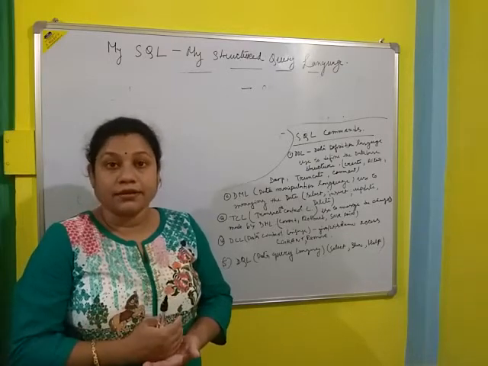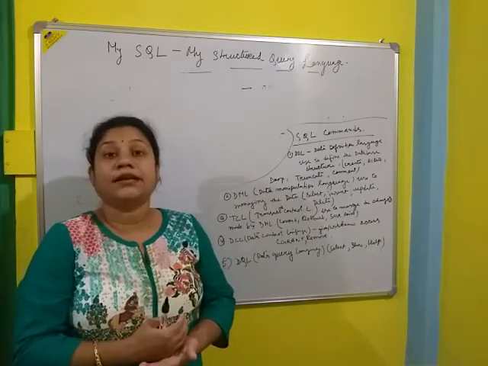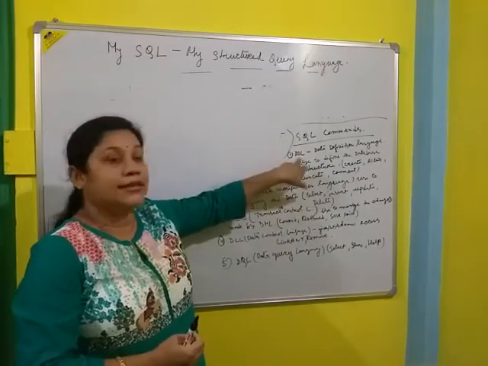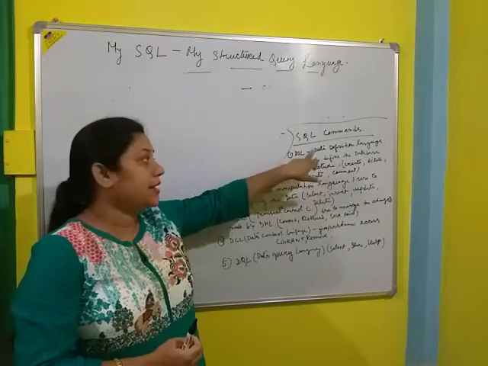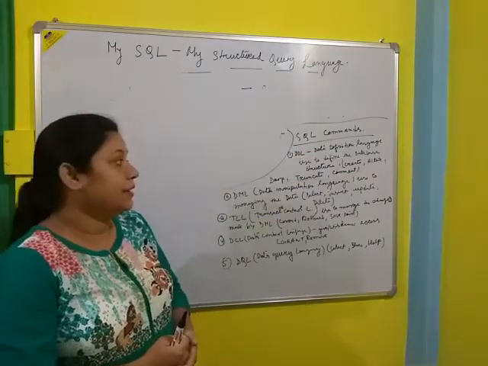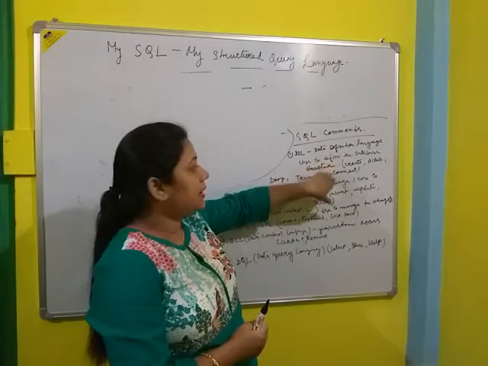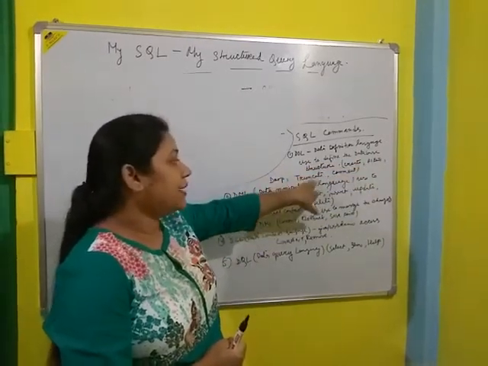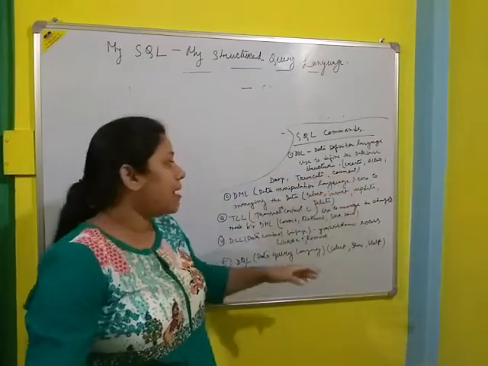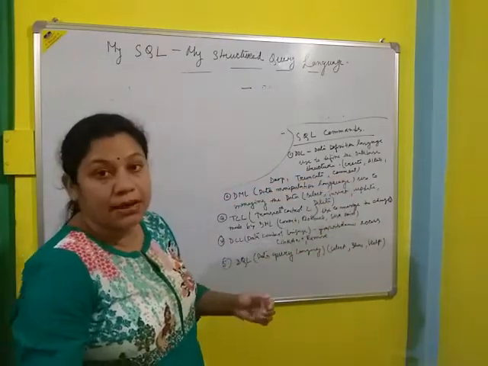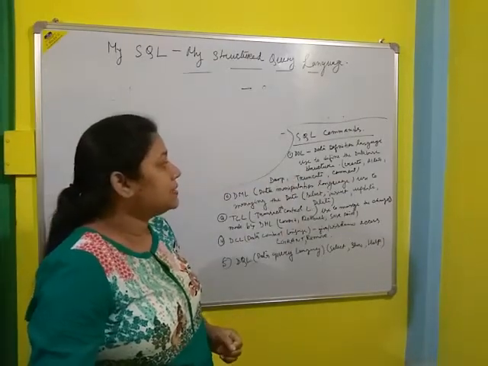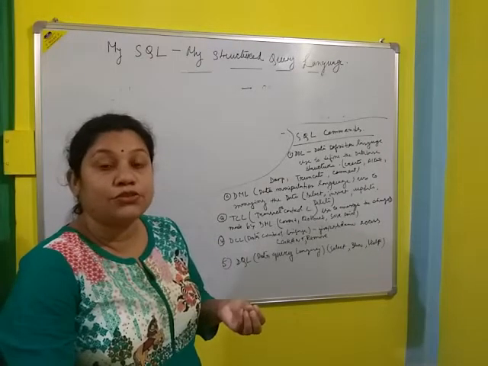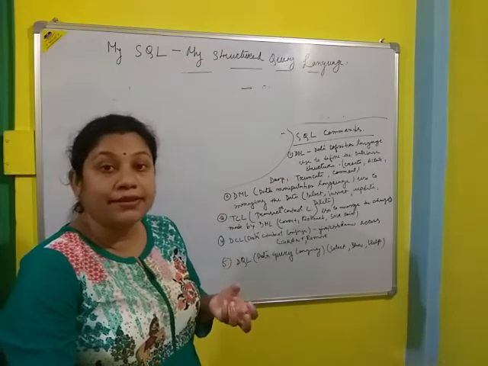For creating the structure of the database, we are going to use these commands, and they are known as DDL, that is data definition language. The data definition language includes create, alter, drop, truncate, and comment commands. So we have 5 commands inside this DDL language.